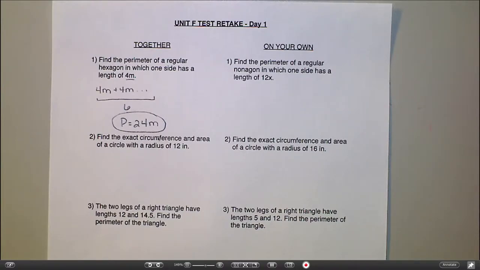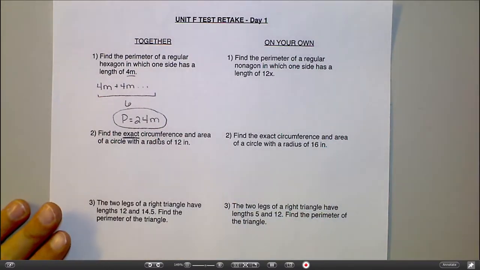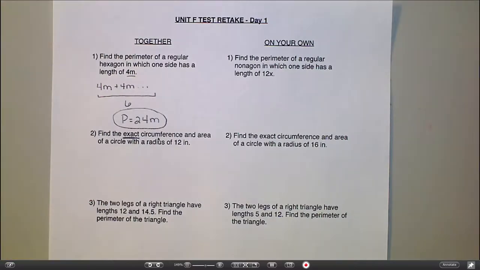Okay, in number 2, I want you to pay attention to the word exact. What does that mean? Jake? Where you like put the number before pi. Right. Like put pi in there. So you don't type pi into your calculator, okay? You just put pi in your answer.